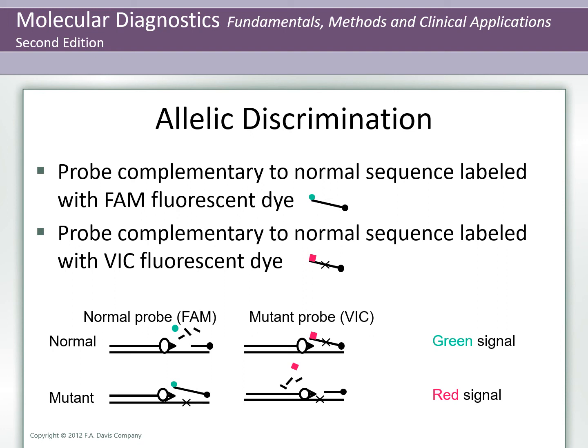In allelic discrimination, probes complementary to either the normal sequence, shown in green in this figure, or the mutant sequence, shown in red, are labeled with different fluors, such as the FAM or VIC fluorescent dyes.